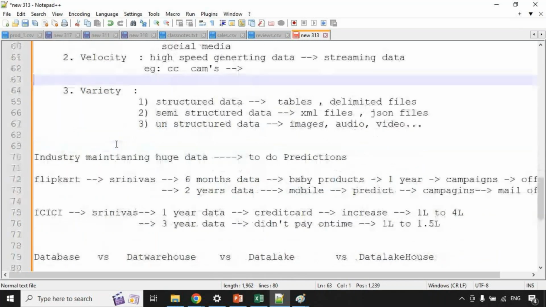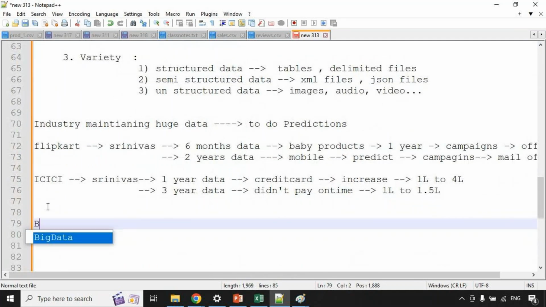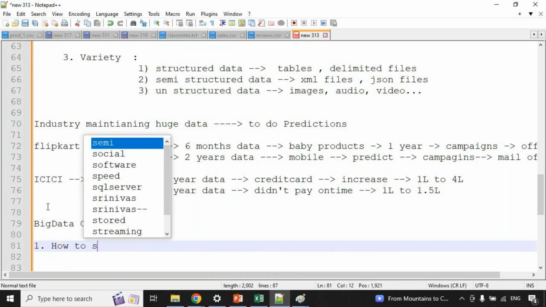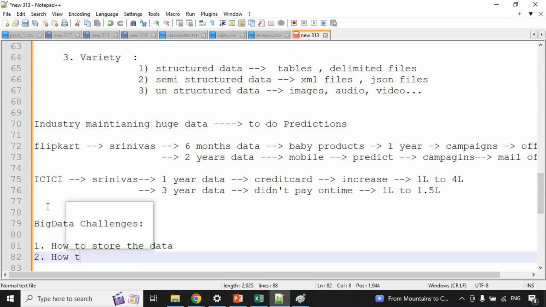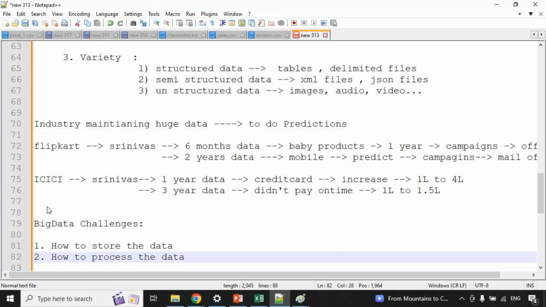Guys, if you observe, as the data is increasing, what are the challenges? We cannot inform the customer, boss, my database is filled, don't do any transactions. We cannot inform that, so we have to handle this. The main challenges of big data are, one, how to store the data, and another, how to process the data.